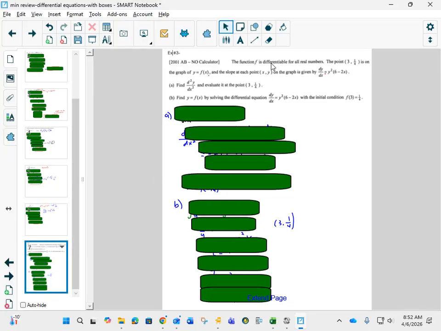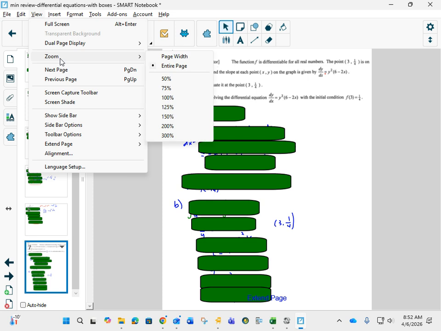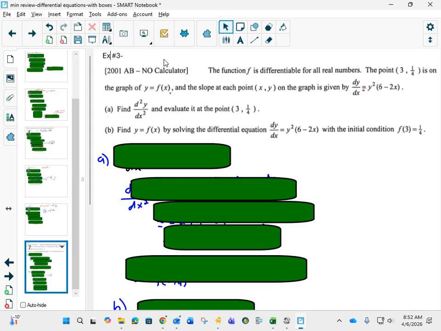And we're going to end with part of a long answer question. Make this bigger for you guys to see. Part of a long answer question came from the exam in 2001. Ooh, 25-year-old question.